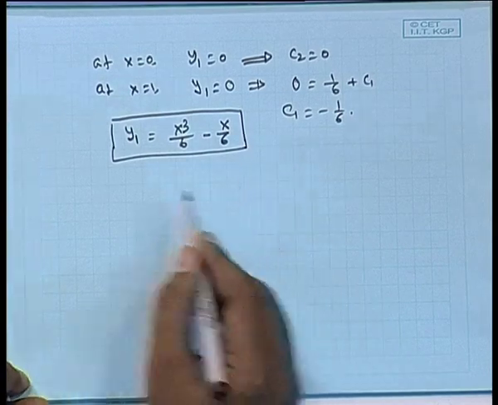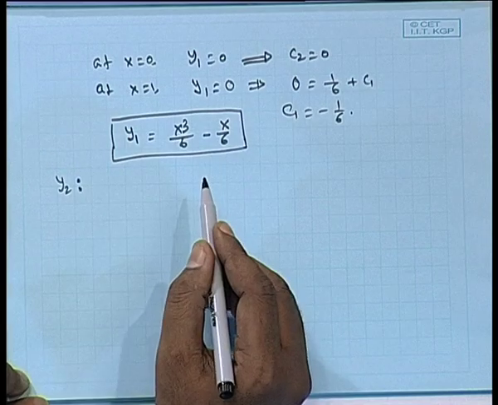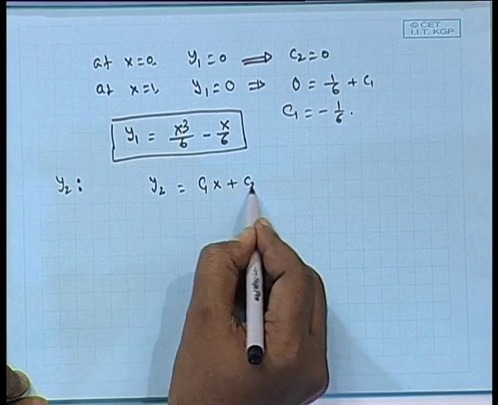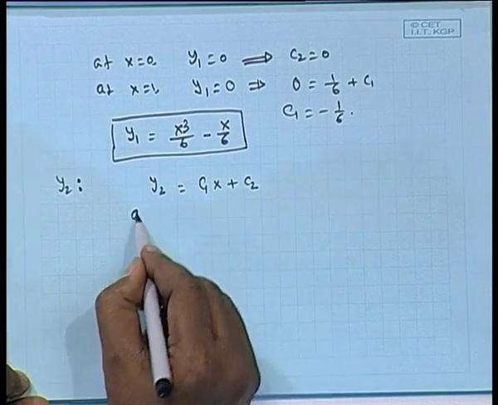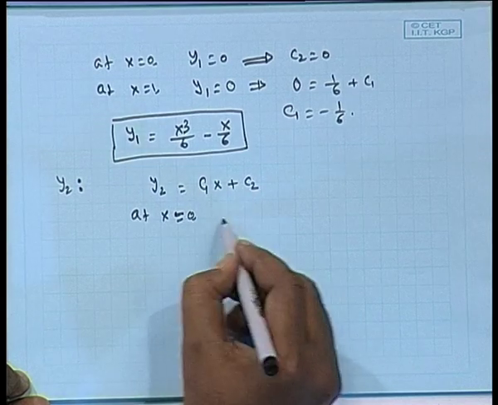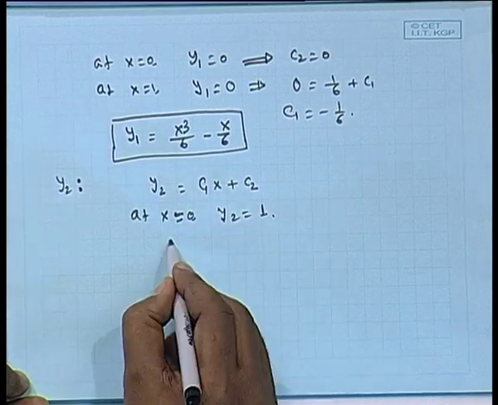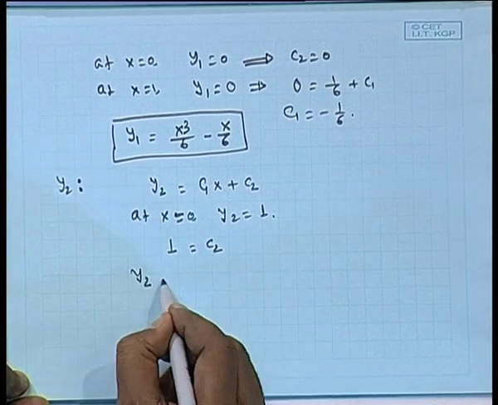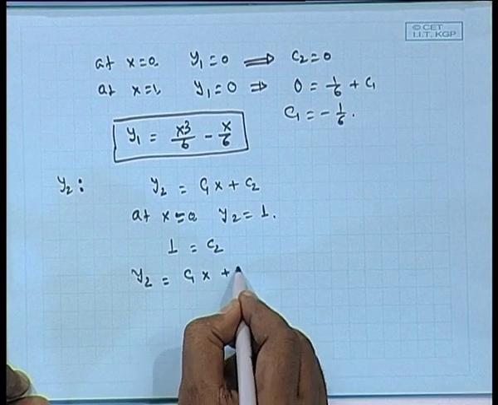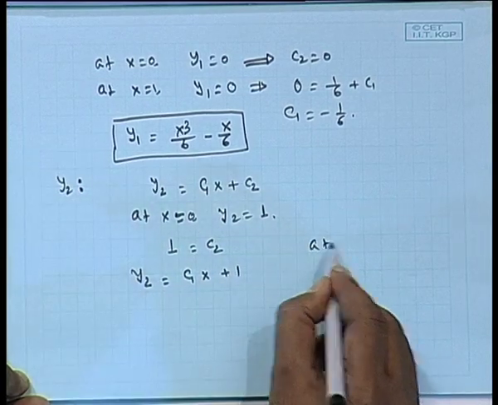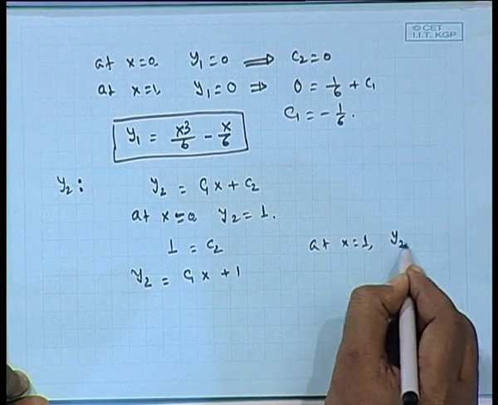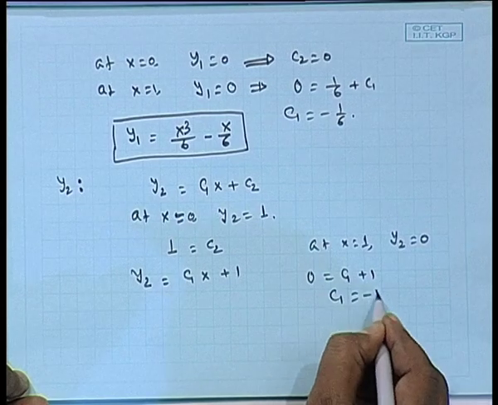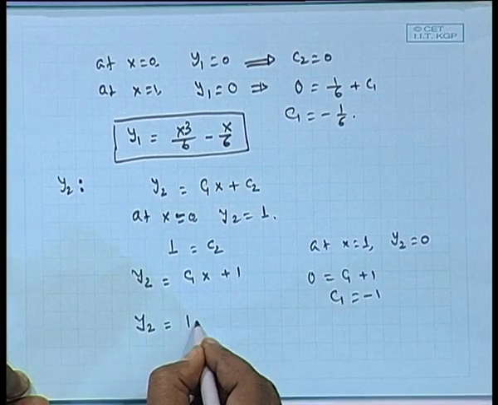Okay. Now, solve for y2, d square y2 dx square is equal to 0, the solution is nothing but c1x plus c2. Okay. At x equal to 0, y2 is equal to 1, that means 1 is c2. Okay. So, y2 is nothing but c1x plus 1. At x equal to 1, y2 is equal to 0, that means 0 is c1 plus 1, so c1 is minus 1. So, y2 is basically nothing but 1 minus x.